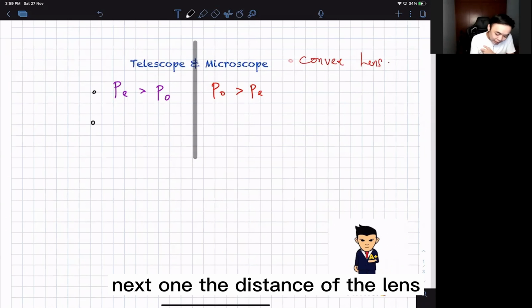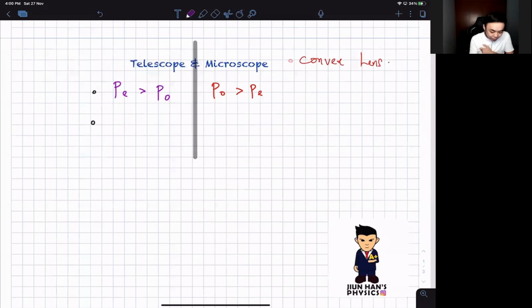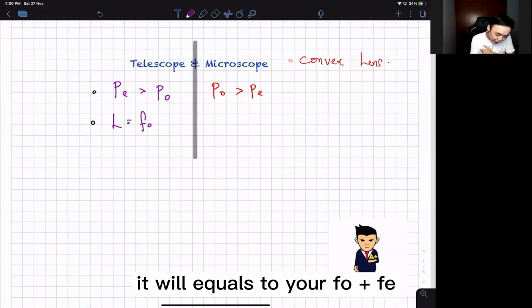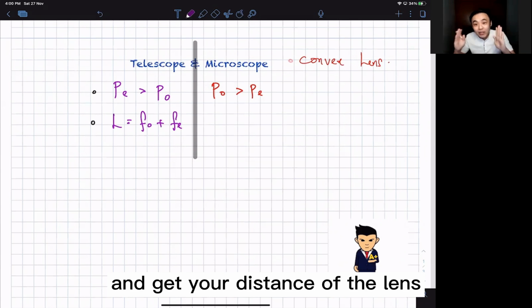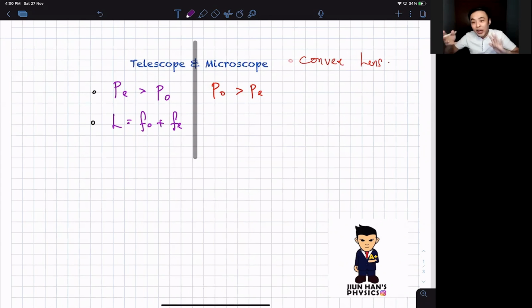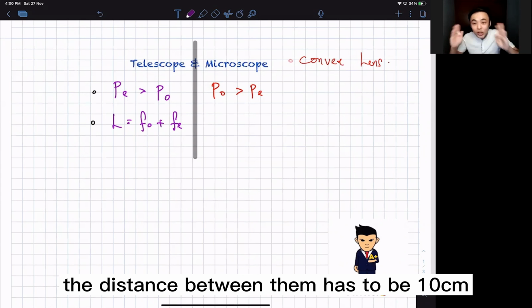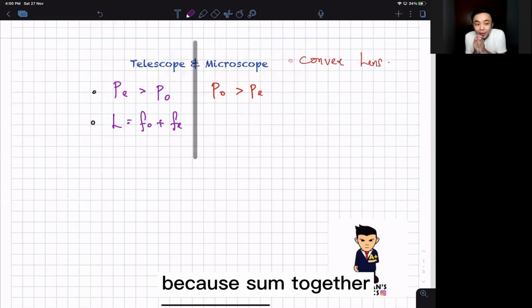Now next one, the distance between the lenses. For telescope, it will equal your FO plus FE. So you have to sum them together to get the distance between the lenses. If your focal length is 2, and the other one is 8, the distance between them has to be 10, because you sum them together, right?